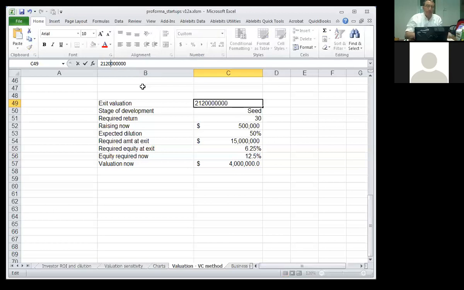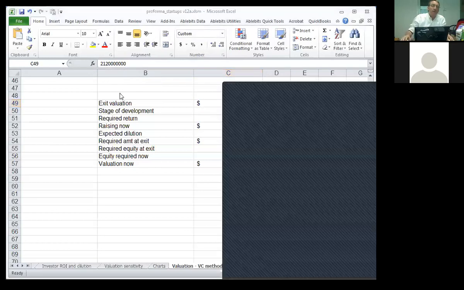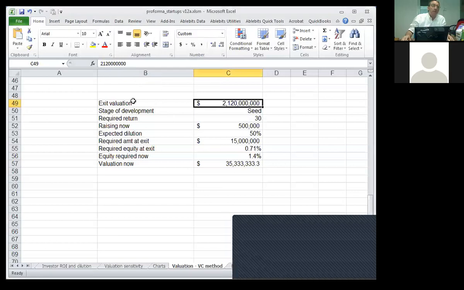We'll say, that's good. Everybody wants that. 2 billion, okay. Not 2 billion, but 2 million.